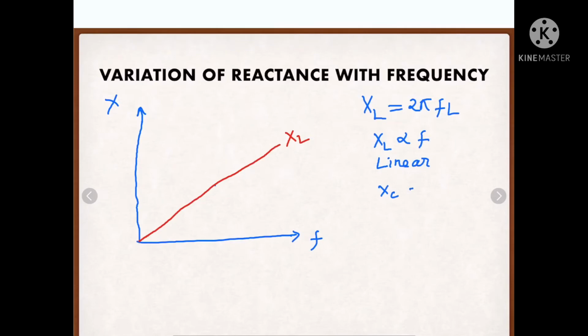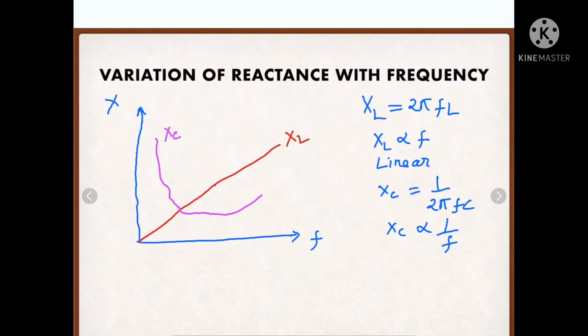Now we will go for the capacitive reactance, that is XC, and the formula for XC is 1/2 pi FC. We can see that XC is inversely proportional to frequency. That means as frequency increases, XC will decrease. So it will look almost like this. This kind of relation is known as a rectangular hyperbola. So it is for XC.